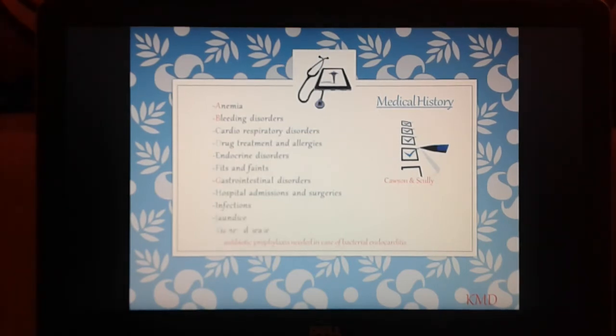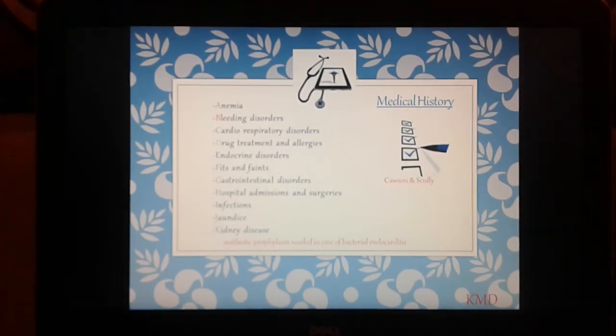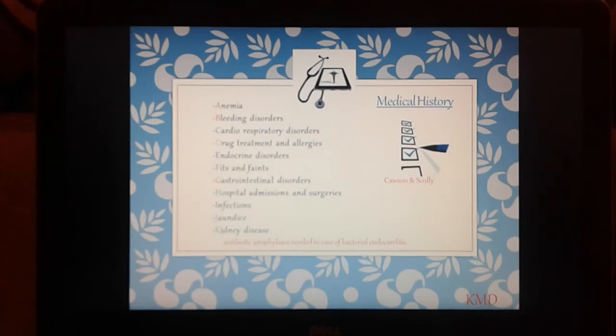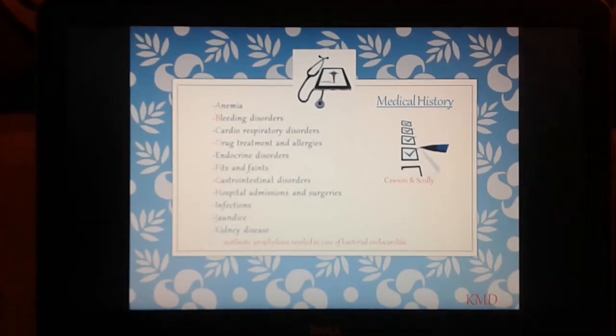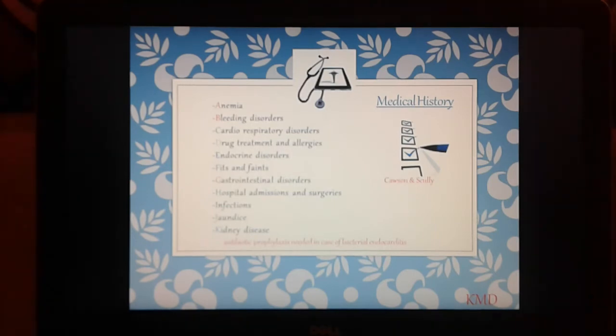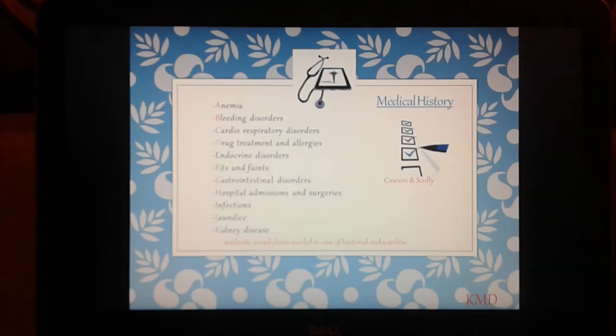A as in anemia, B for bleeding disorders, C for cardiorespiratory disorders, D for drug treatment and allergies, E stands for endocrine disorders, F for fits and faints, G for gastrointestinal disorders, and H for hospital admissions and surgeries, I for infections, J for jaundice, and K for kidney disease. And of course, the antibiotic prophylaxis is needed in case of bacterial endocarditis.